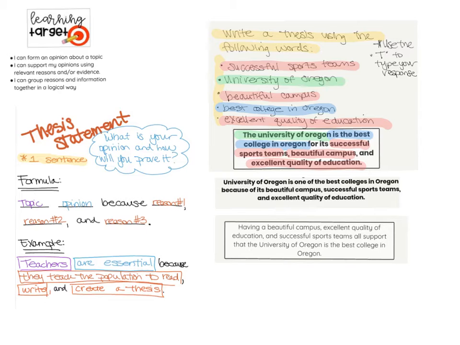Now some of you guys may have picked up on yesterday that I said that you don't have to do it in this specific order. Now for some of you, this may confuse you, so this is only for those of you that want to change your writing up a little bit. I said that you could put these out of order. So this person decided to start with the reasons: having a beautiful campus, excellent quality of education, and successful sports teams. All support, and this is where they put their topic, and then they ended with their claim.